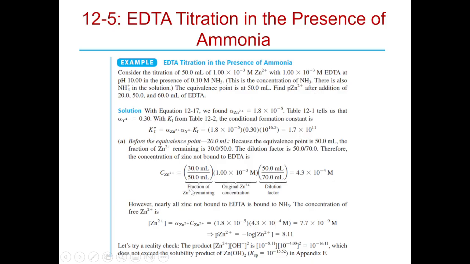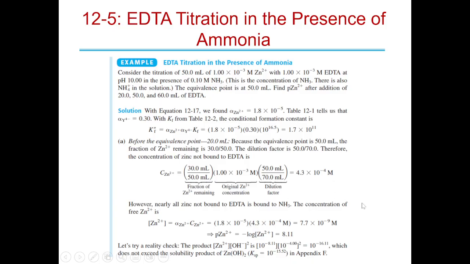Okay, and so before your equivalence point, you're going to have 20 mils. Because your equivalence point is 50 mils, you'll do a fraction of the Zn remaining. And so that would be 30 out of 50, right? Remaining. So 30 out of 50 of the Zn2+ remaining. Then you have to do your dilution factor. Everybody see that okay? Do I have to go through these each time, or are you guys good? No? Okay. So you get that concentration.